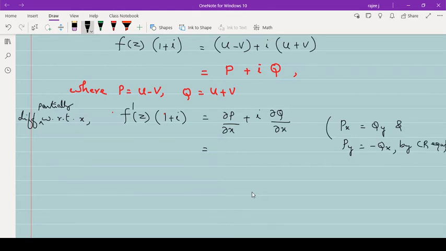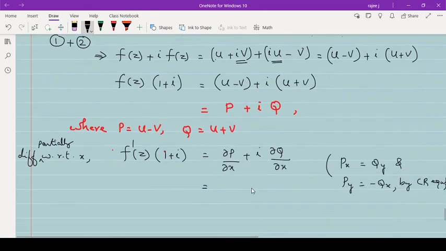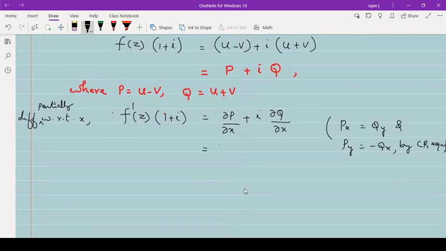Why can we do like this? Because f of z is analytic, so u and v are analytic, so p and q are also analytic. Since it is analytic, by the CR equations, px equal to qy and py equal to minus qx. So here u minus v is given, in the question u minus v is given means p is given. So what we will do here is dou p by dou x plus i, instead of qx we will write minus py. So this is minus i into dou p by dou y. This is the standard formula we can use in all the problems.